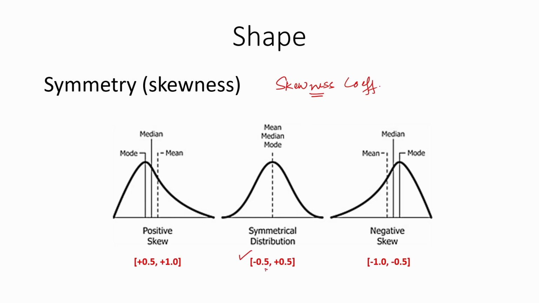If that value is between minus 0.5 to plus 0.5, then it is a symmetrical distribution. If it is from plus 0.5 to plus 1, it is right skewed, or positive skewed. If it is from minus 1 to minus 0.5, then it is left skewed or negative skewed.